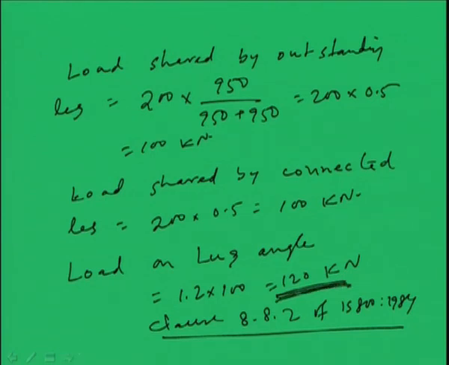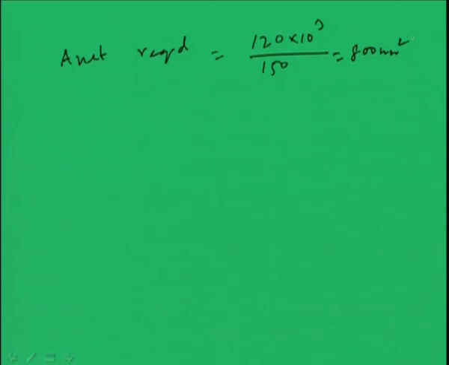So, to carry this 120 kilonewton load, the net area required, A net, will be how much? P by sigma, it is 150. So, this is coming 800 millimeter square. Okay. So, 800 millimeter square is required. Now, we will see the code, that SP6 handbook. From there we will find out a suitable angle.